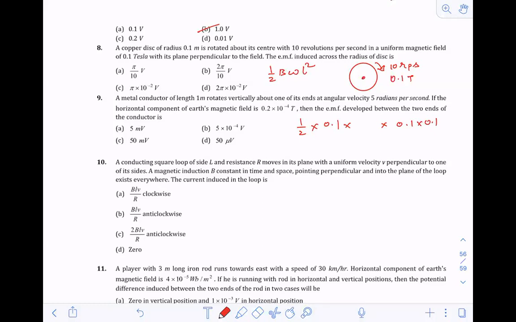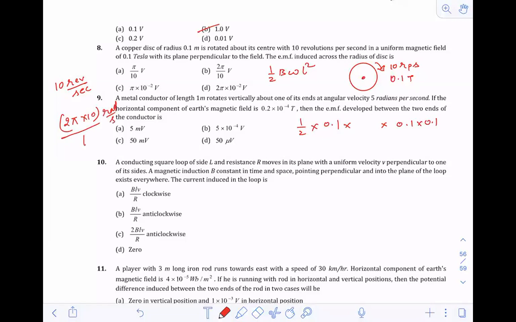That's the problem. It is saying 10 RPS, 10 revolutions in 1 second. Now in 1 revolution, how many angles are there? 2 pi. So how many revolutions is it making? 10. So 2 pi into 10 will be the total angle, and this copper disc is rotating that in 1 second. So this becomes radian per second.